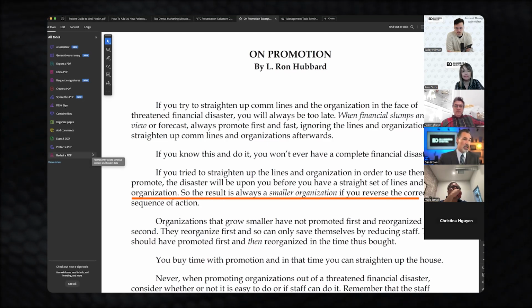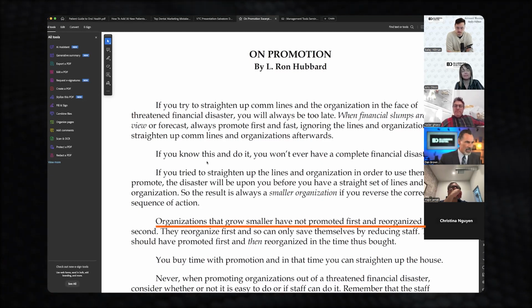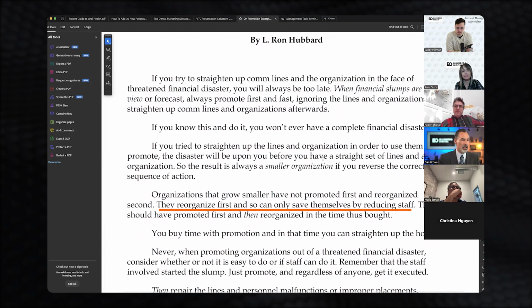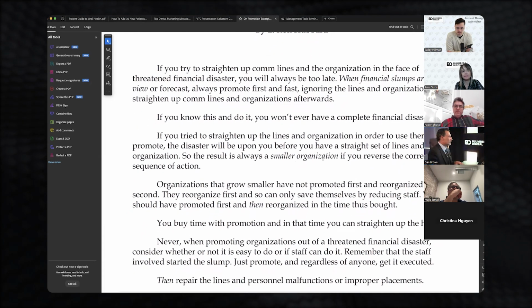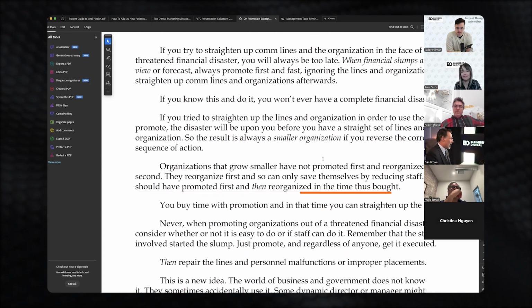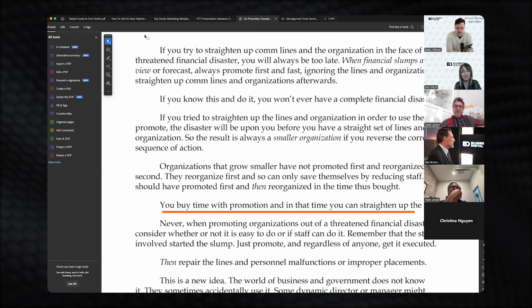So the result is always a smaller organization if you reverse the correct sequence of action. Organizations that grow smaller have not promoted first and reorganized second. They reorganize first and so can only save themselves by reducing staff. They should have promoted first and then reorganized in the time thus bought. You buy time with promotion, and in that time, you can straighten up the house. Good, so there is a sequence.